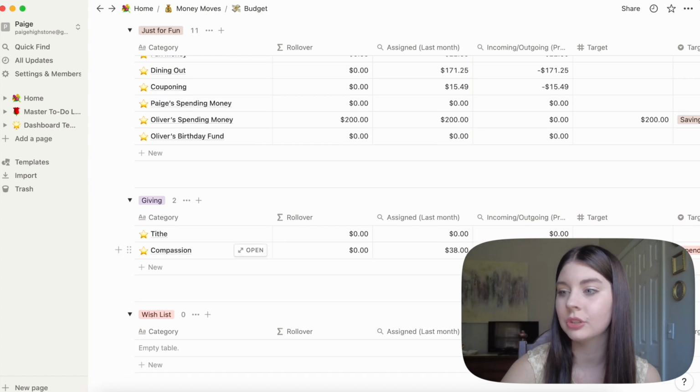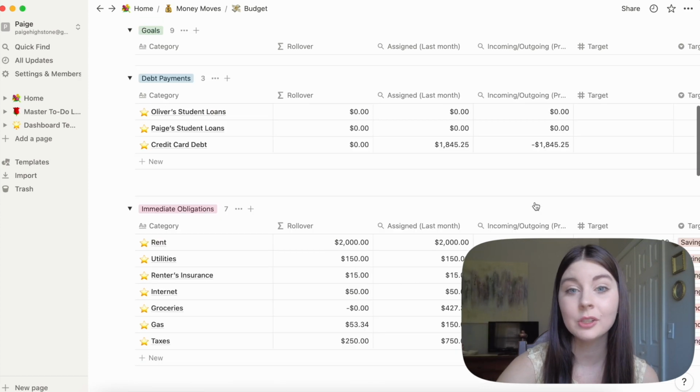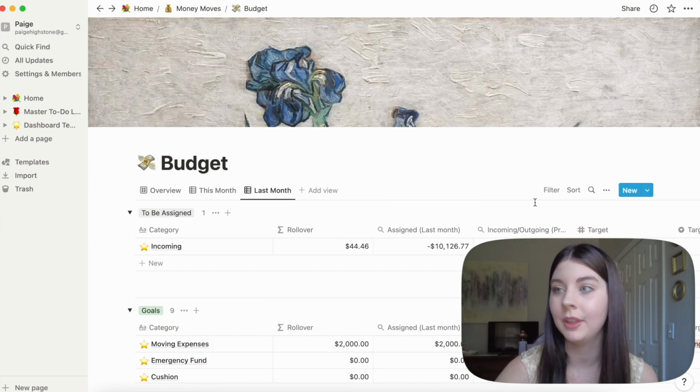So Compassion International, it's the child I sponsor, $38 each month. So we have that. So that is what our expenses were last month in the month of April.